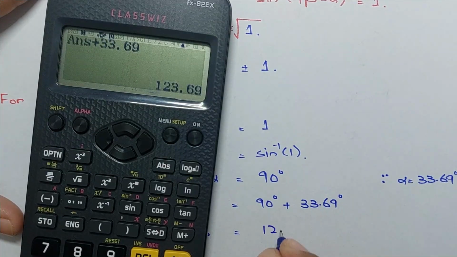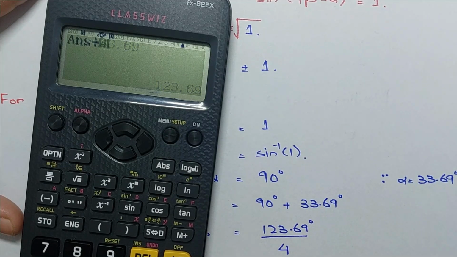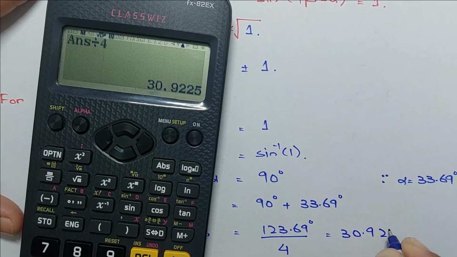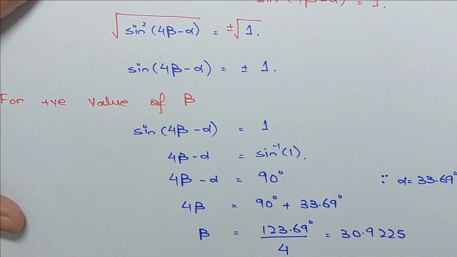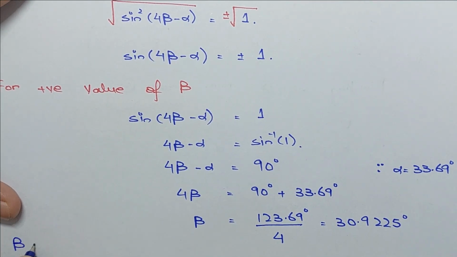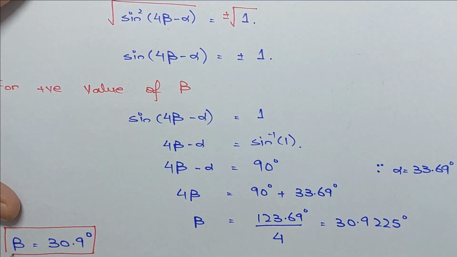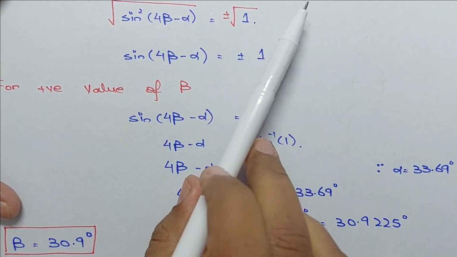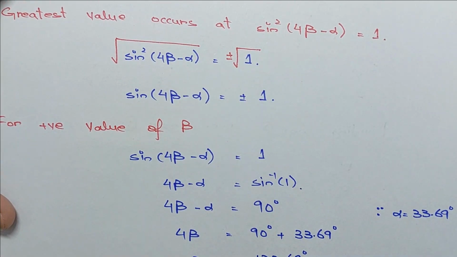This is 123.69 degrees, and divided by 4 is 30.9225. We need to find the smallest positive value of beta in terms of degrees, right? So that value of beta is 30.9 degrees. This is the smallest positive value for beta at which the greatest possible value occurs.